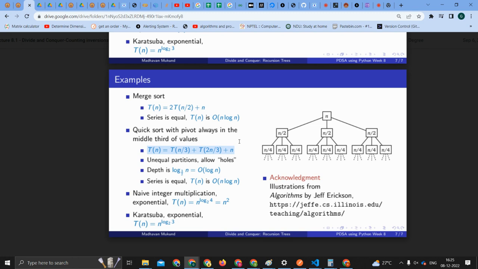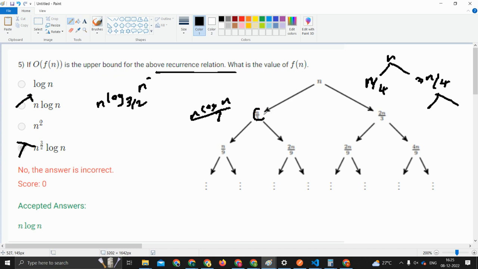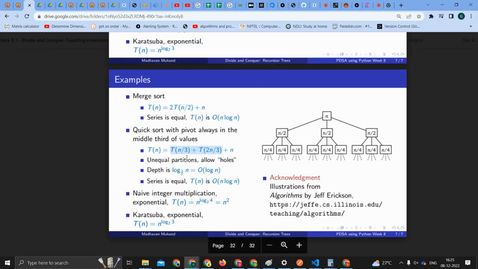So look at this other recurrence relation, n by 3, 2n by 3. This is equal. So this is nothing but this: n by 3, 2n by 3. So on the depth, look at this, log base 3 by 2 of n. Simple.